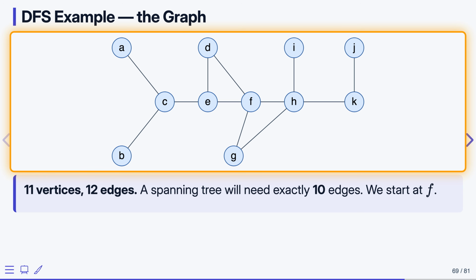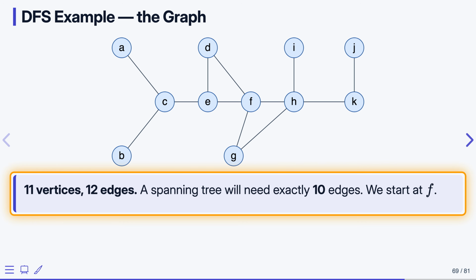This is the graph we will search. Read it before we start. Count the dots. There are 11 labeled A through K. Count the edges. There are 12. A tree on 11 dots needs exactly 10 edges, so the search will choose 10 of these 12 and leave 2 out. We are free to start anywhere. For this run we start at F, near the middle. Watch how the search walks away from F as far as it can go, and then comes back.